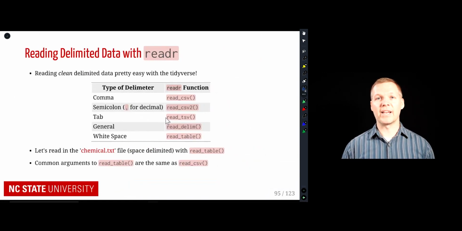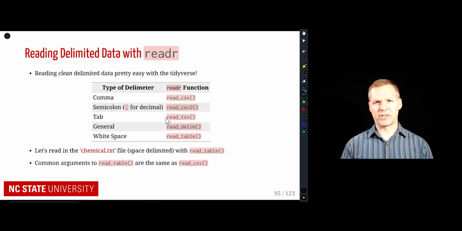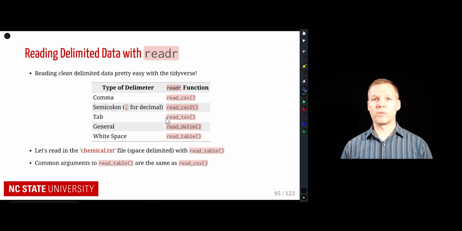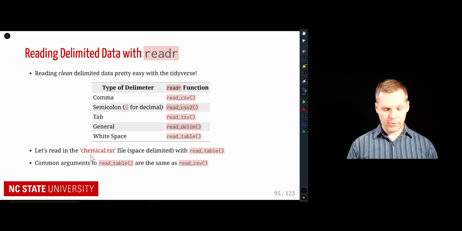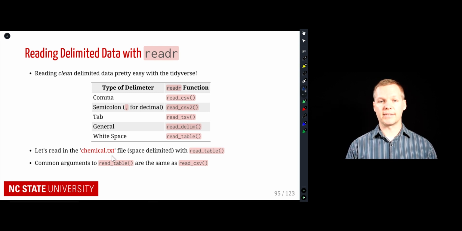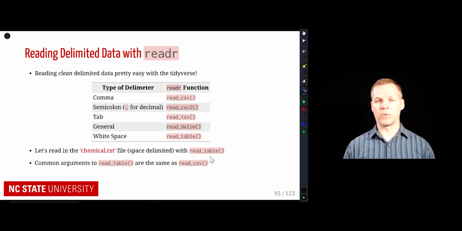Okay, so we now know how to read in a basic CSV file. We know that it's going to return a tibble. And in fact, all of the functions from readr that you read in data with will return a tibble. Let's just look at a few more examples of reading in delimited data. The next one we're going to read in is called chemical.txt, and this is that space delimited file that we saw before. We can read this in with read_table, which is meant for reading in space delimited data.